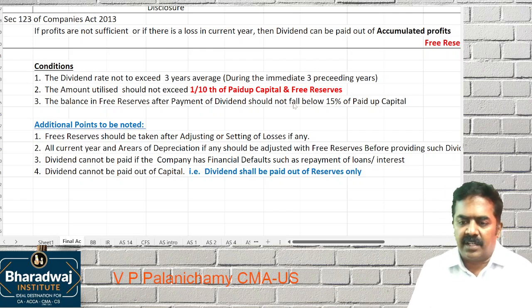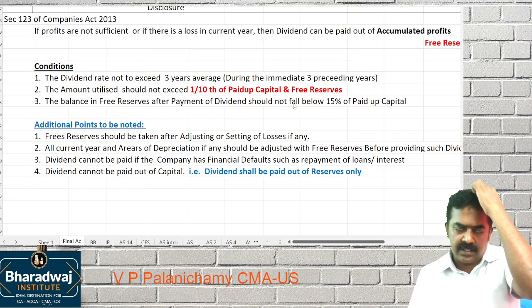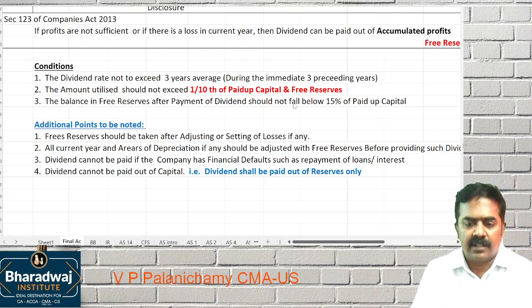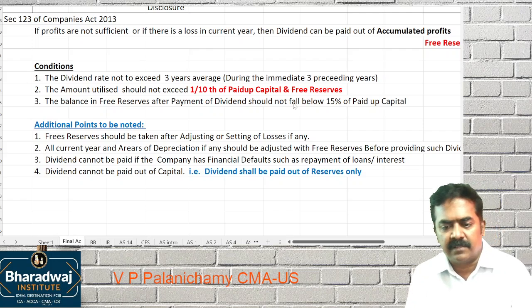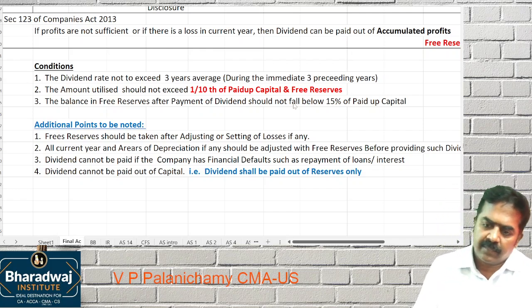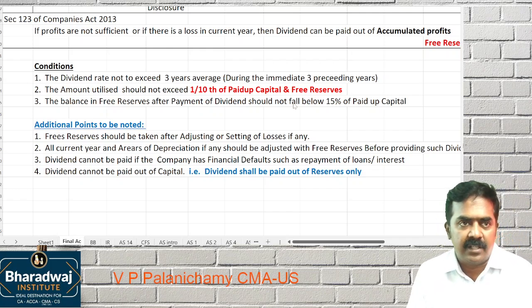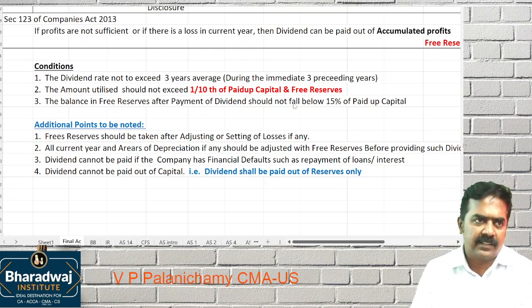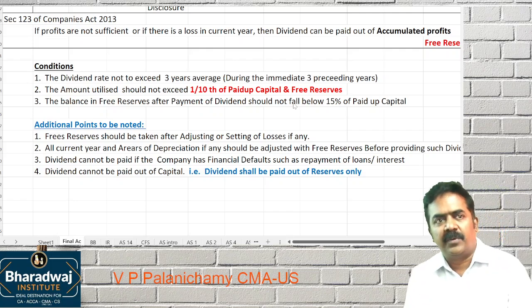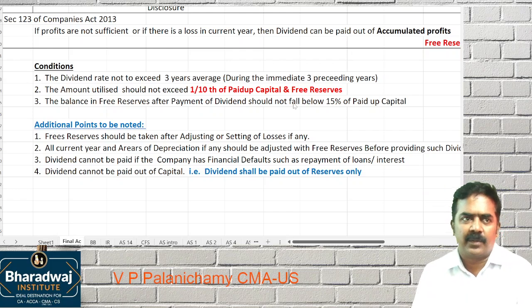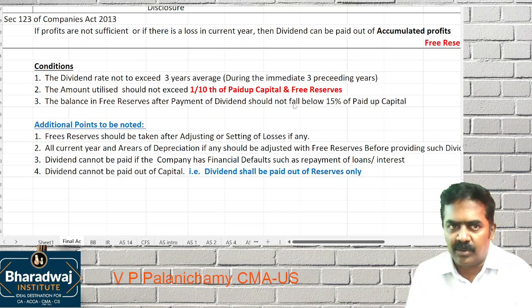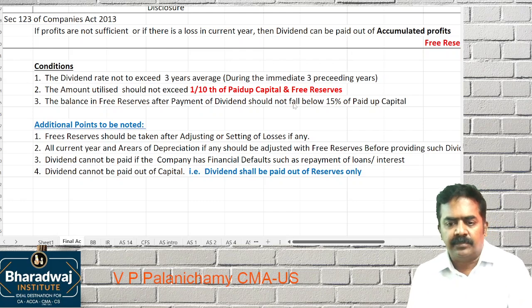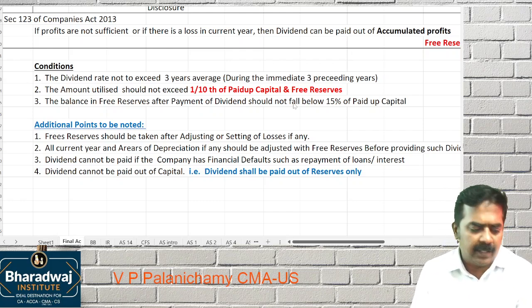Free reserves should be taken after adjusting past losses, if any. Past losses, set them off, then take it. Not current year loss. Past losses should be adjusted before paying such dividend. All current year and arrears of depreciation should have been provided for out of free reserves. And if the company has some financial default, like after the due date they have not paid debenture or loan or interest, or they have not paid creditors, or some cases are pending in court for default in payment of loans or interest or EMI, then they cannot pay the dividend. Dividend cannot be paid out of capital; only free reserves can be used for paying dividend.